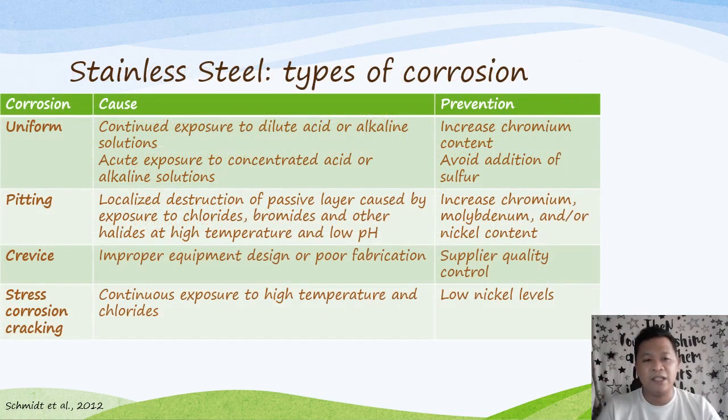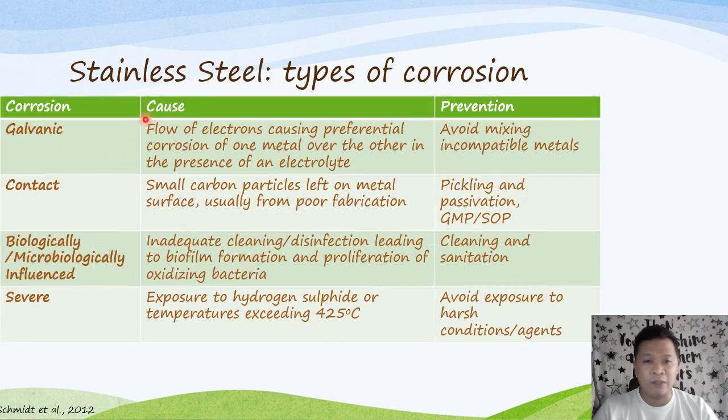So maraming dahilan kung bakit maaaring magkaroon ng corrosion ang stainless steel. Ang mahalaga ay alam natin kung saan nanggagaling ito at kung paano ito mapa-prevent. No? So maaaring dahil lang sa continued exposure or acute exposure, lalo na sa clean-in-place systems, we use acid and alkali solutions, or pwede ring exposure to things such as very high temperature, low pH, and certain agents, or maybe improper equipment design.